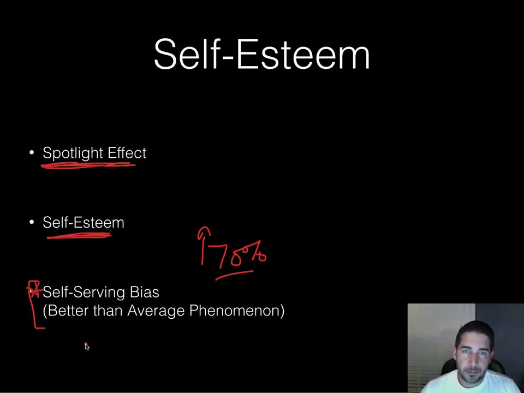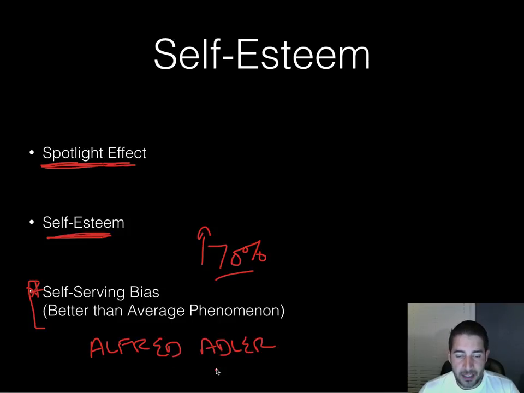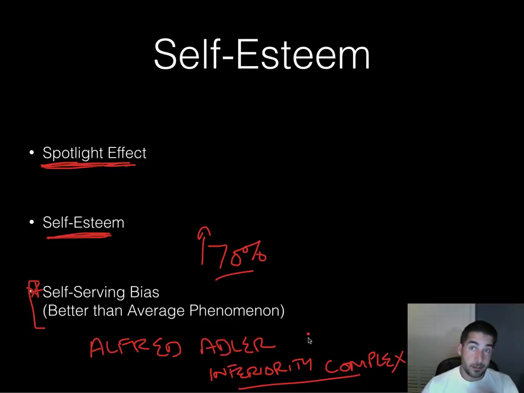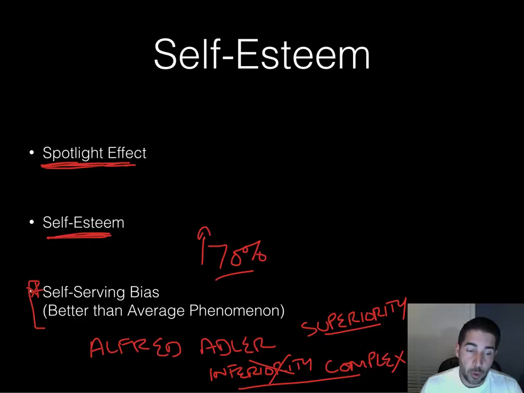If you remember back, Alfred Adler, sorry, remember him, and he had the inferiority complex. Well, this is like the opposite of the inferiority complex. Inferiority complex is probably actually not as prevalent as people would think. It's actually much more common to have a superiority complex. We tend to think that we're better than we are. So the superiority complex is more common than an inferiority complex that Adler proposed.